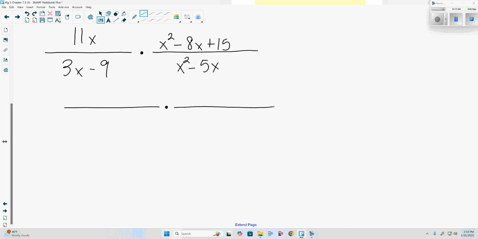Now the nice thing out of all this here, 11x is just 11x. It's a single term. We can't do anything with it factoring wise. I would go for greatest common factors first. 3x minus 9 does have a greatest common factor of 3, which will factor to 3 times x minus 3. Any other greatest common factors?